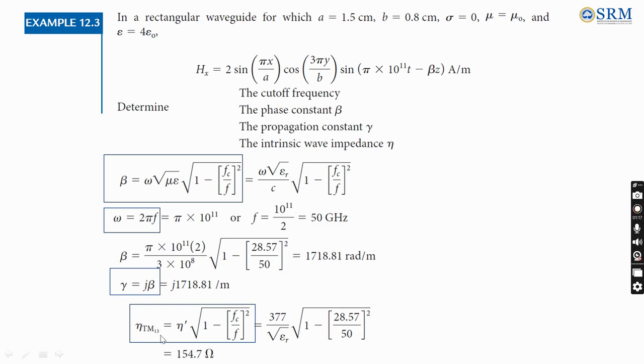And finally, the intrinsic impedance for TM13 mode is eta', that is the intrinsic impedance of the medium, or we can write it as root of mu by epsilon. There that epsilon should be converted into 4 epsilon naught. So root of mu naught by epsilon naught is 377, and root of epsilon r is nothing but 2 here, because it is 4. And it is multiplied by the factor root of 1 minus (fc by f) the whole square, the same factor. So we already know that the intrinsic impedance of a transverse magnetic mode is less than the intrinsic impedance of free space, that is 377. So that we have to take into account.